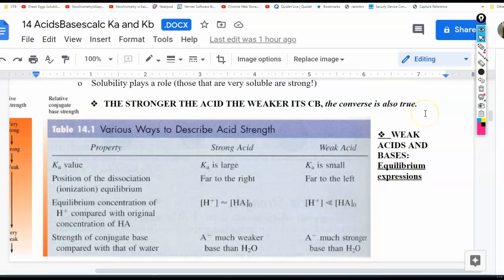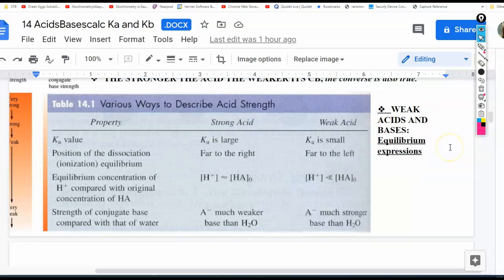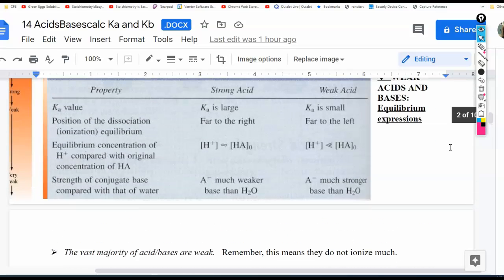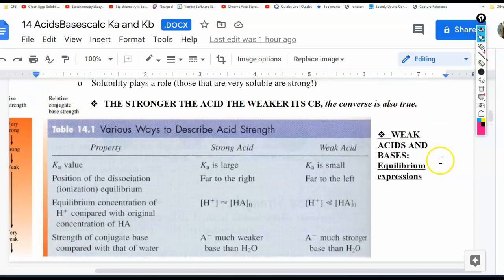And here is just a really good chart for you to describe and compare. A strong acid has a large Ka, where a weak acid has a small Ka. Strong acids favor far to the right. Weak acids favor far to the left. And we'll get into this kind of stuff much more, but I just wanted you to know the difference between strong and weak acids. This is the end. Thank you very much.